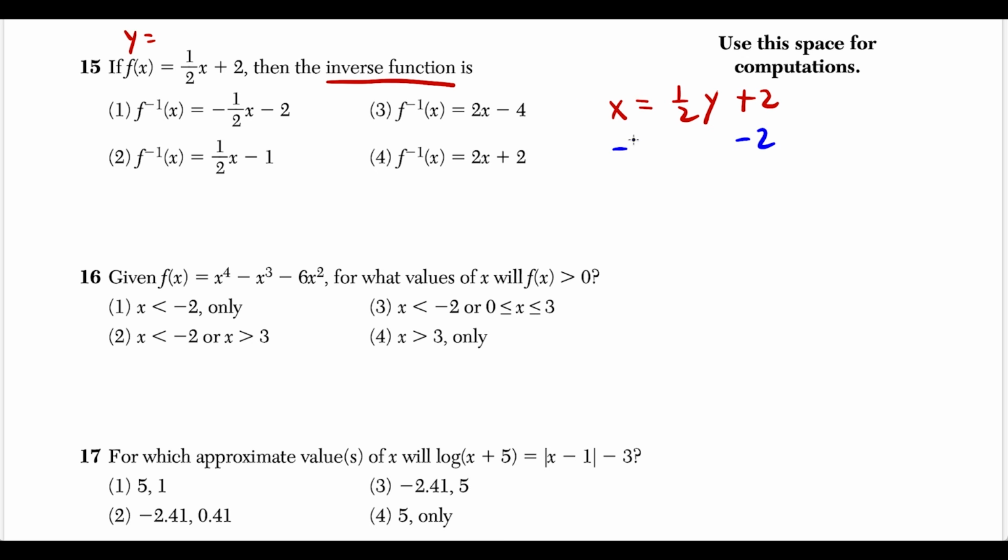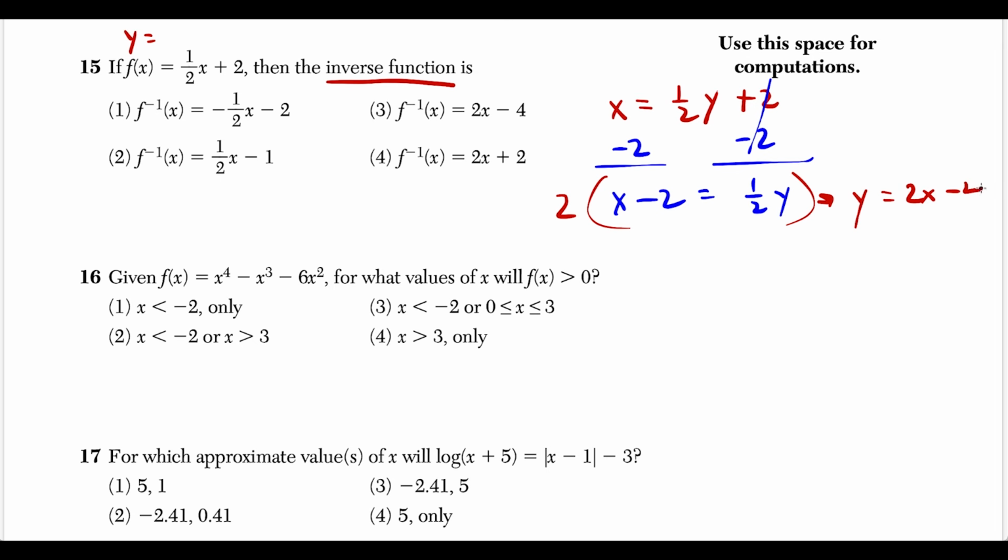So we're going to do minus 2 on both sides. And now we're going to have x minus 2 is equal to 1/2 y. And now to solve for y, to get rid of this 1/2, we're going to multiply both sides by 2. So I could just show this by putting a jumbo parenthesis like this. And now 2 times 1/2 y is just going to give us y, because 2 times a half just cancels out. And we have y equals 2 times x is 2x, and then 2 times minus 2 is minus 4. So our solution here, f inverse, is going to be 2x minus 4.